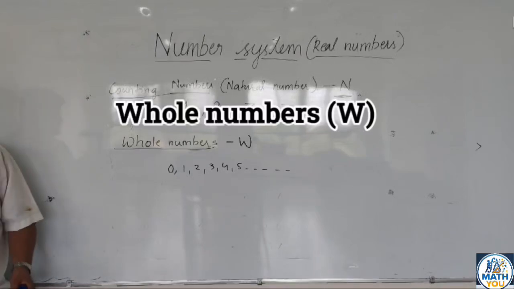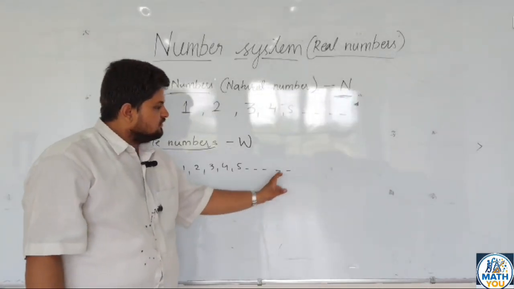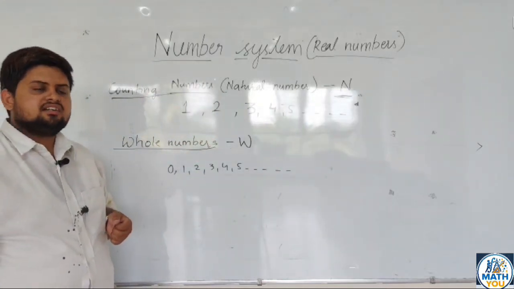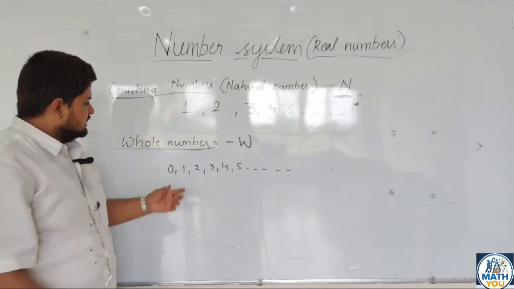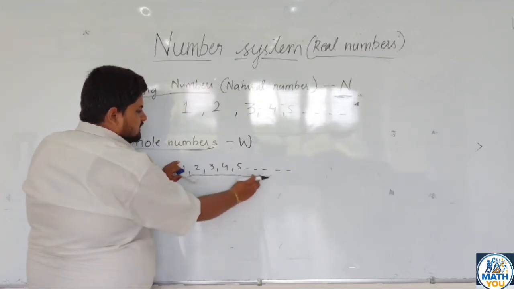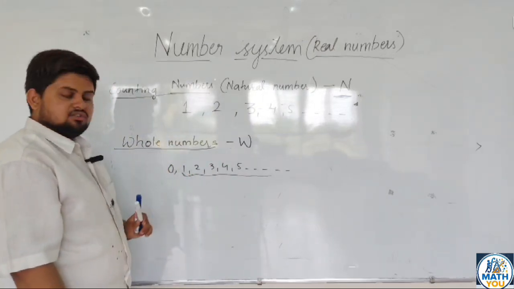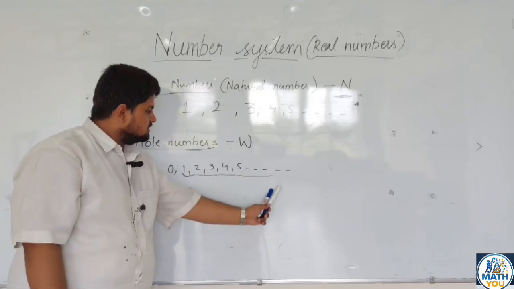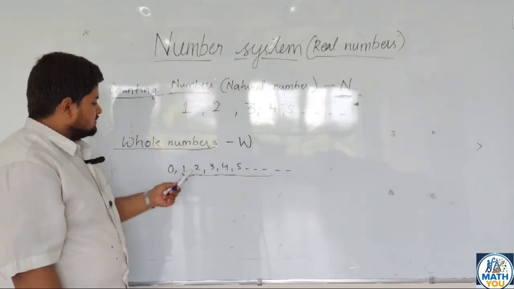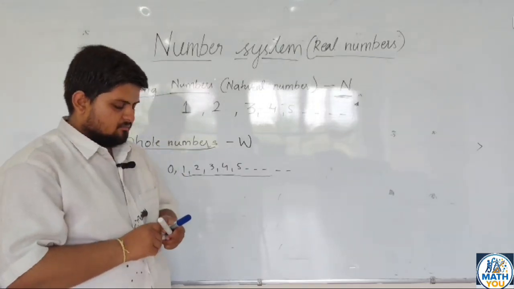Whole numbers are those numbers which start from 0, 1, 2, 3, 4, 5 and continue up to infinity. In other words, you can call whole numbers the set of natural numbers along with 0. If you look at these, 1, 2, 3, 4 are natural numbers, and along with that we have a 0. So whole numbers are the set of natural numbers along with 0.